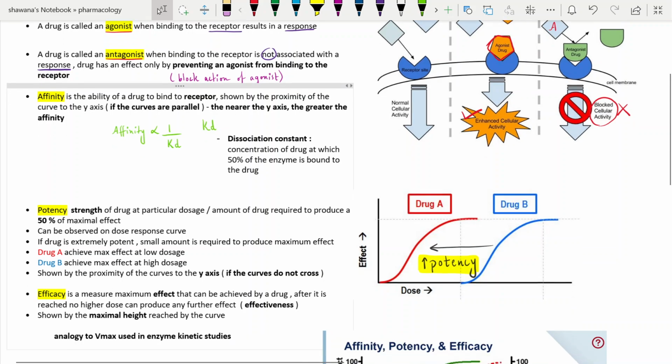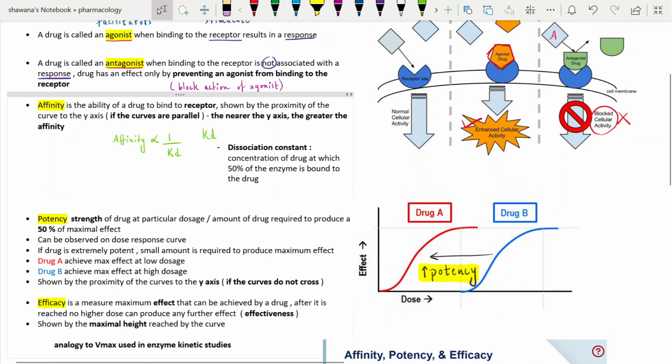There are three important terminologies. This is just a brief introduction to how pharmacodynamic principles are going to be shown in this chapter, but in later videos we'll discuss each of them in detail. First is the affinity. What is the affinity of a drug? It's the ability of the drug to bind to a receptor, and it is shown by the proximity of the curve towards the y-axis. The nearer the curve to the y-axis, the greater the affinity.